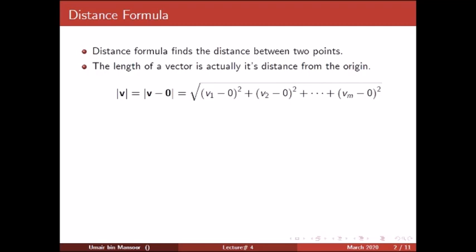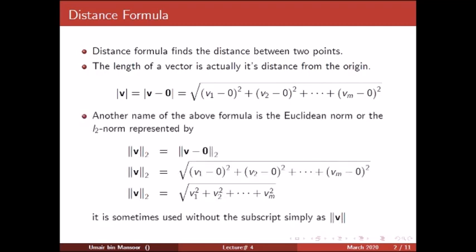So you can see this formula, v minus a 0 vector. Actually we are subtracting the origin from the head of the vector. So you can see this formula boils down to a simple square root of the sum of the squares of the values of the head of the vector.